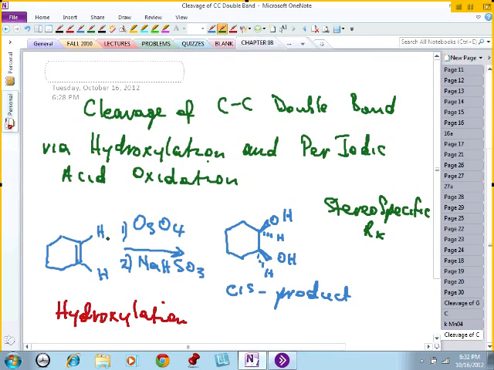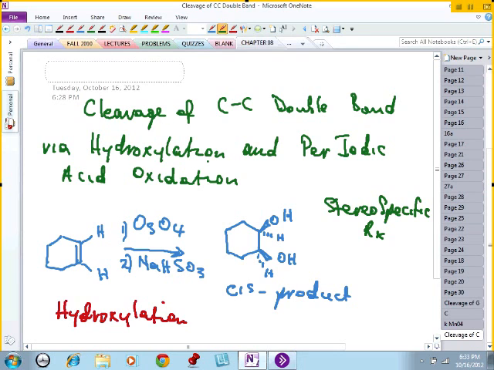It is stereospecific because we are only forming one stereoisomer, in this case the cis stereoisomer. We do not form the trans isomer. Oh, it's not syn, you said? Yeah. Well, okay, very good.